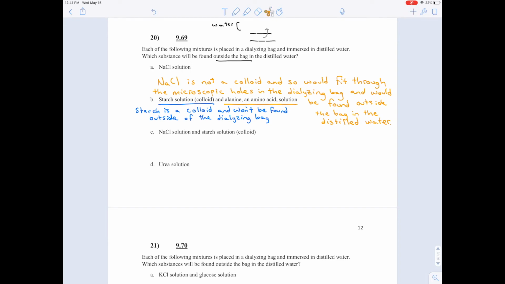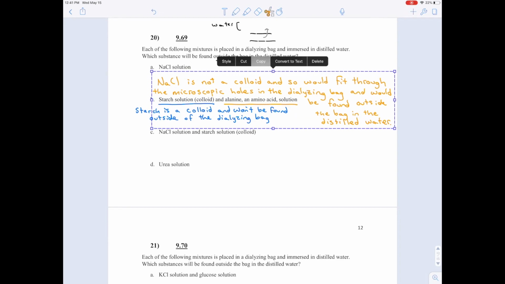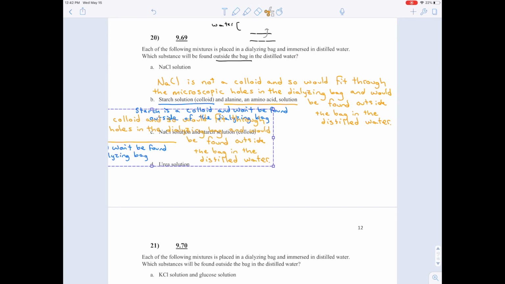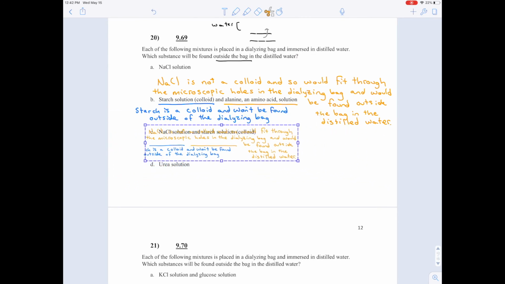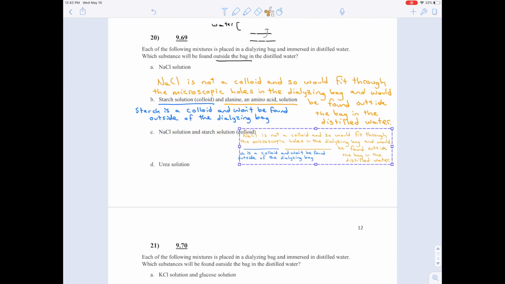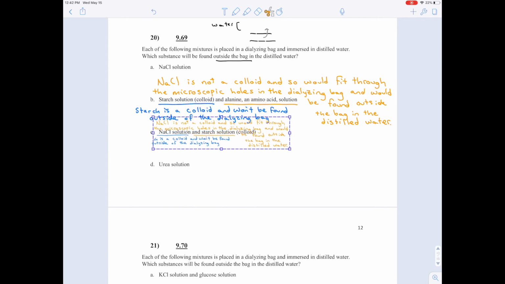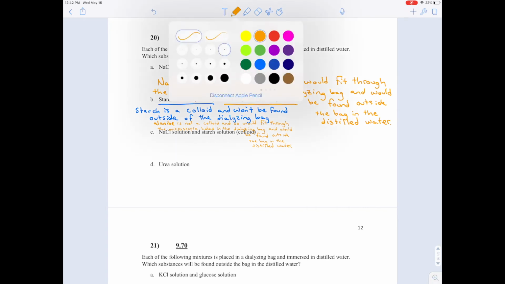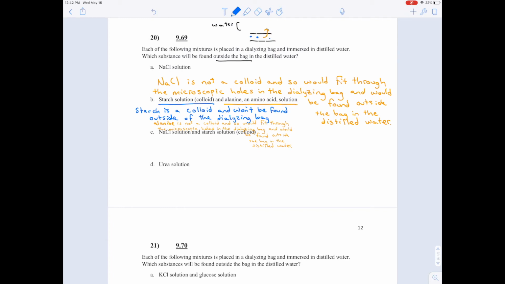And then for alanine, you can take the same explanation that we have above, but we'll just change it from being NaCl to being alanine. So we'll fit that here. So you would have the explanation that instead of NaCl, you would say alanine is not a colloid, and so would fit through the microscopic holes in the dialyzing bag and would be found outside of the bag. So alanine would go outside of the bag, but the starch would be too big and it would stay stuck inside.